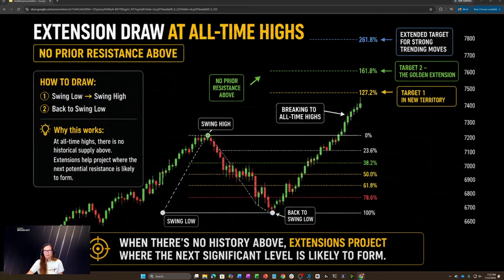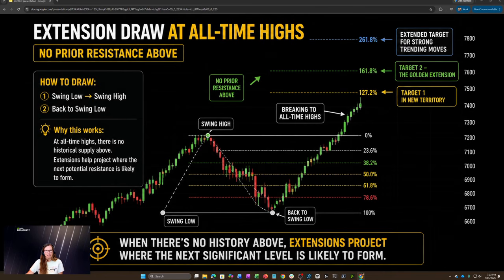Here's why this rule exists. In most situations, price has a history. When a stock rallies into a prior resistance area, that area gives you a natural target. The supply zone, the prior high, the prior consolidation range, those are your reference points. But when price is at an all-time high, there is no reference above. No prior supply, no prior resistance. The market has never been there. So what do you use for targets? That is where extensions come in.